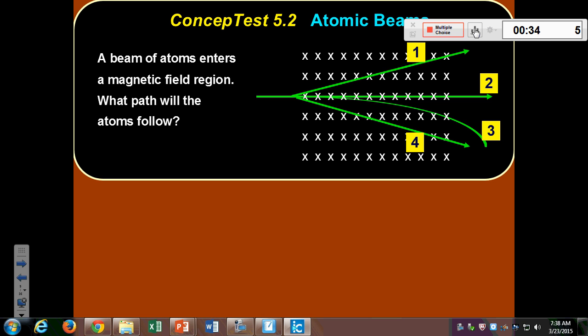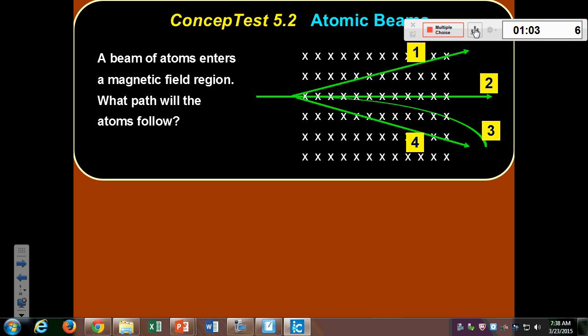Think about what's happening here. I have this beam of atoms. They enter this magnetic field. Think about what is the force that will act on this beam of atoms. What's number 3 doing? 3 is just a curve. It's curved. Most of you have it wrong right now, so you might want to rethink your answer.